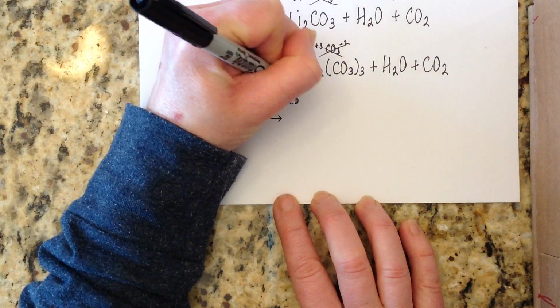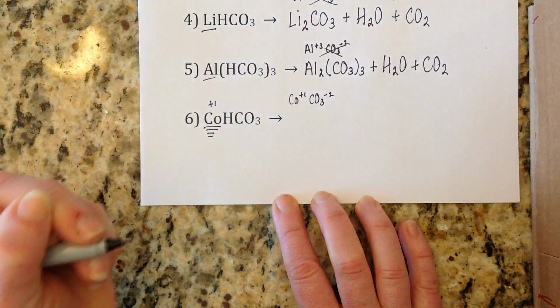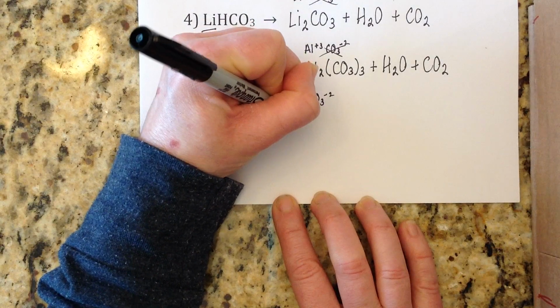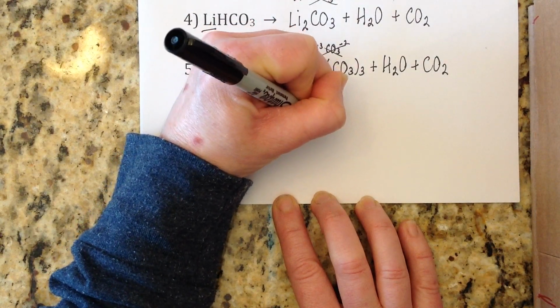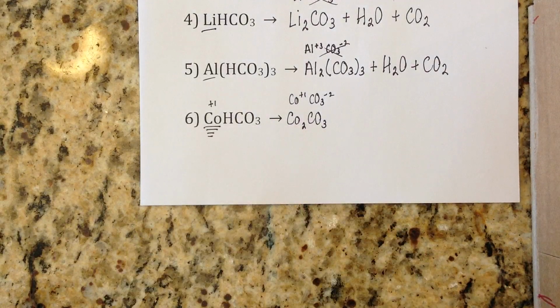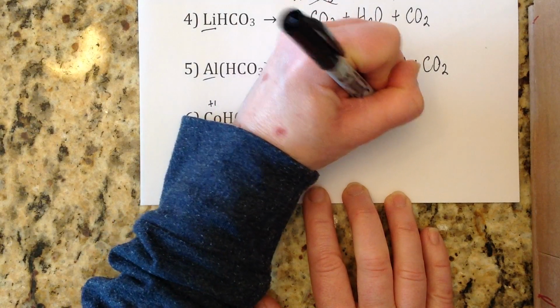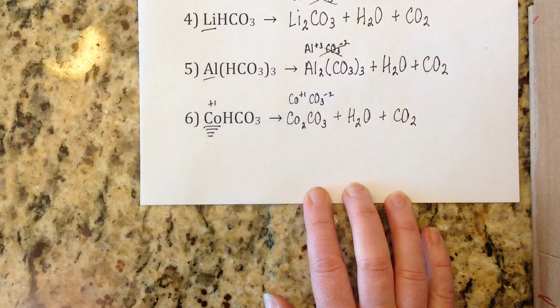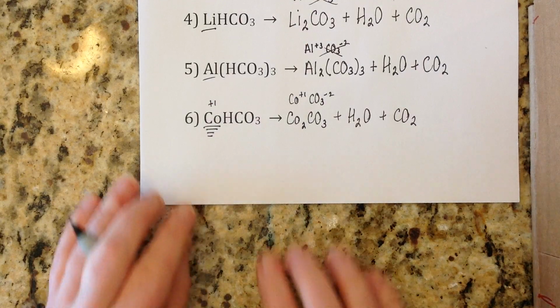So if cobalt has a +1, carbonate is CO3 -2. When they crisscross, you get Co2CO3, make sure that's lowercase and uppercase, that could get kind of tricky, plus H2O plus CO2. And that is how you do the decomposition of a metallic hydrogen carbonate.